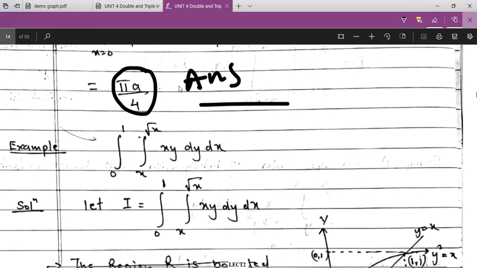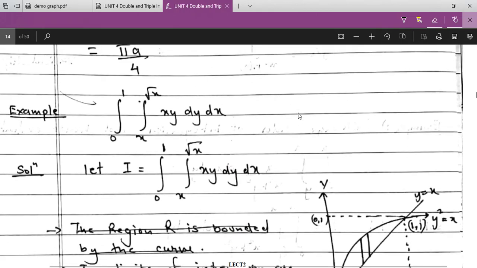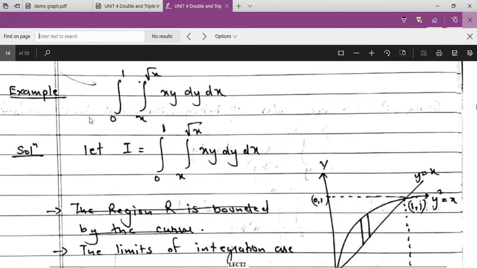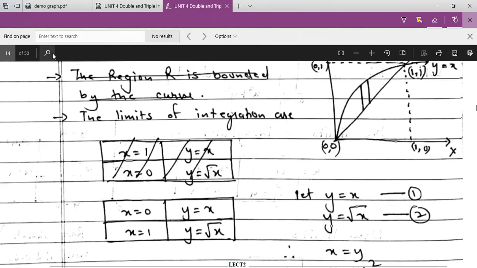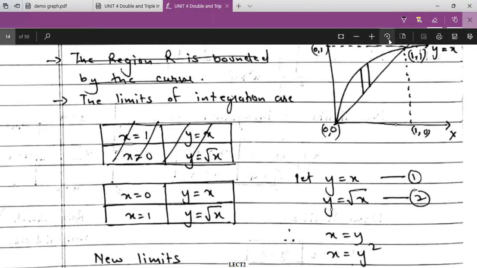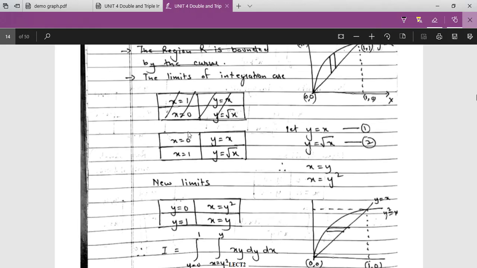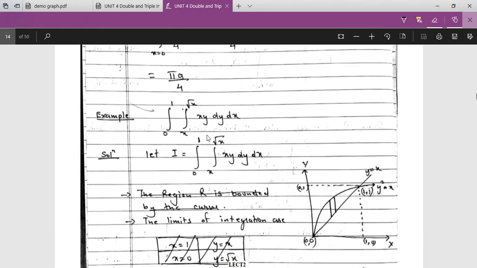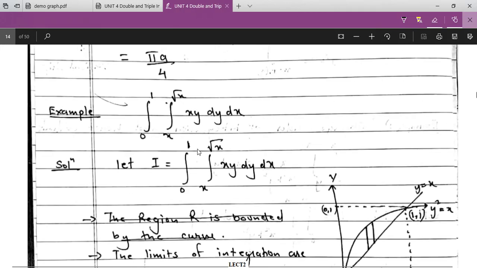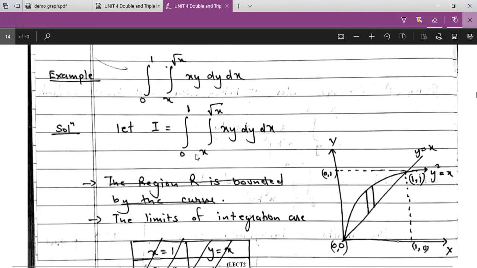Okay, fine. Now let us have the next question and see it. The question is, integrate x by dy dx over the limits x to square root of x, 0 to y. Now let me consider this. Let I be the given integral, x by dy by dx, x to square root of x, 0 to y.